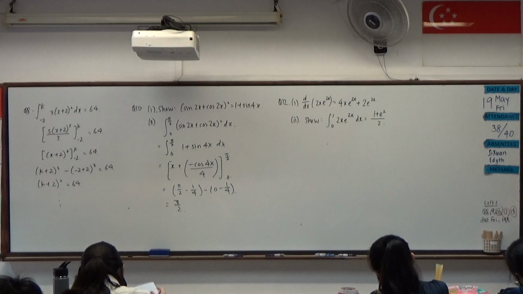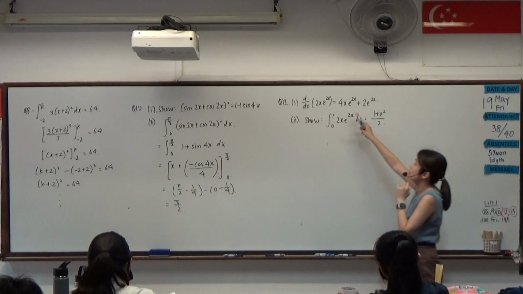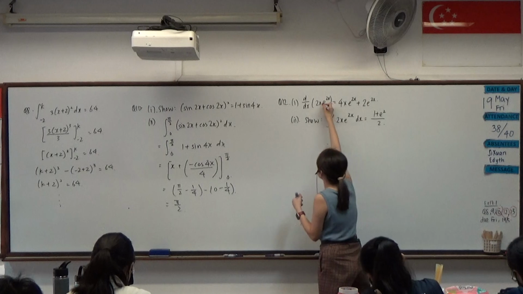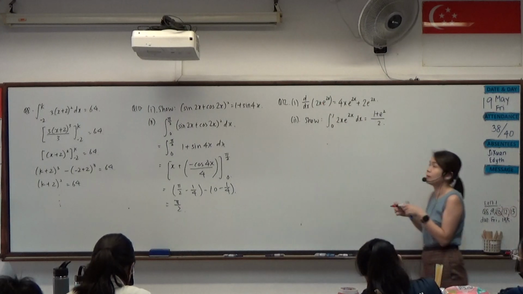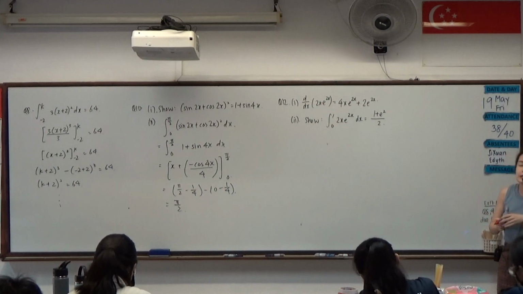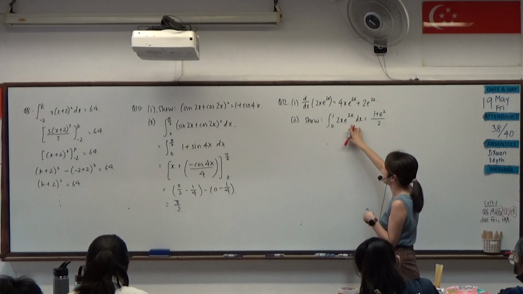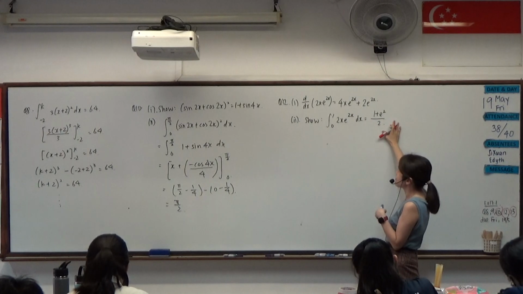Differentiation is doable. We apply our product rule, and then we will get 4x e to the power 2x plus 2e to the power 2x. It's a product of two things. We have 2x and e to the power 2x. Then in part 2 itself, we want to show that the integration of 2x e to the power 2x gives us this.